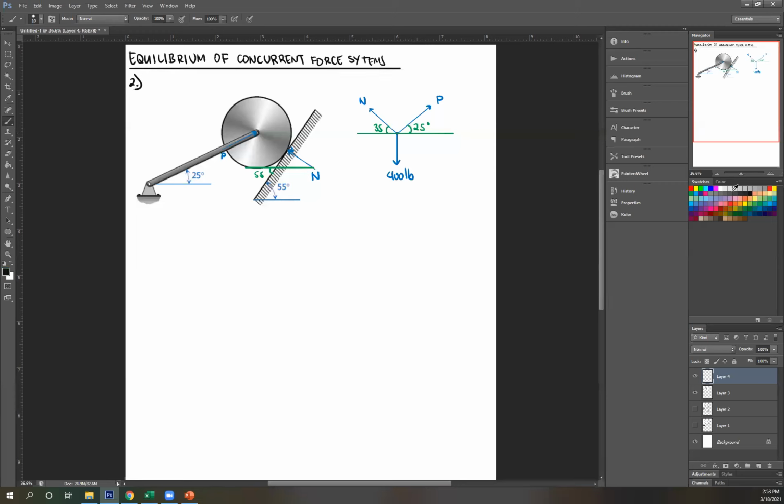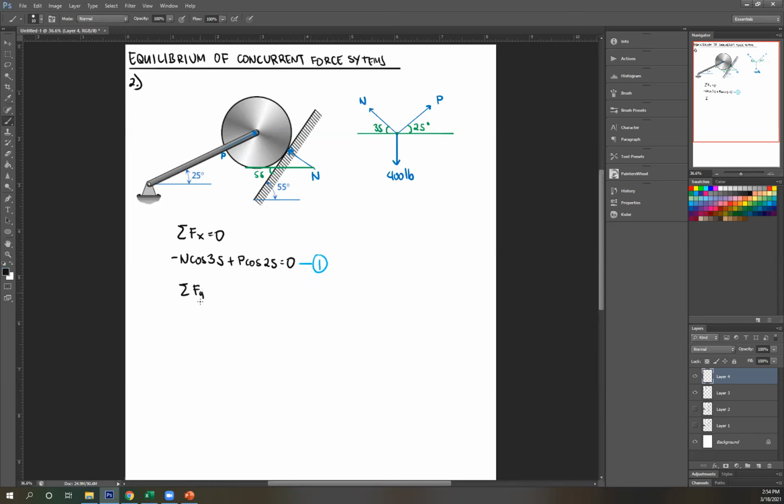Okay, and then to solve, we're just going to use the summation of forces x and forces y. Let's start with forces x. Let's start with N. N is to the left, so negative N cosine 35. Next, P to the right, therefore positive P cosine 25. That's vertical, so ignoring that, then equals 0. Once again, I solved nothing from that. You can just call that equation 1.